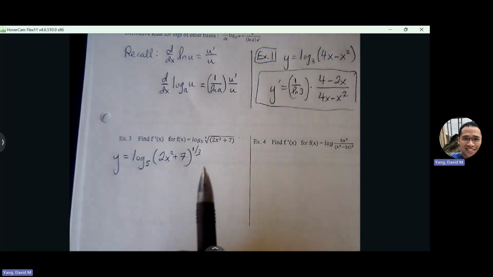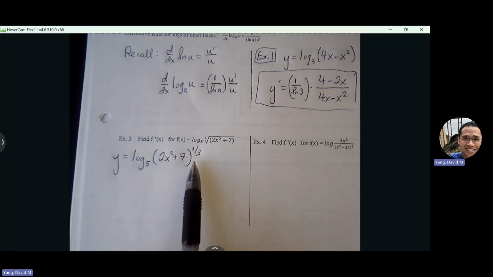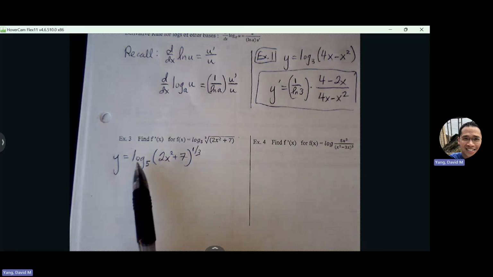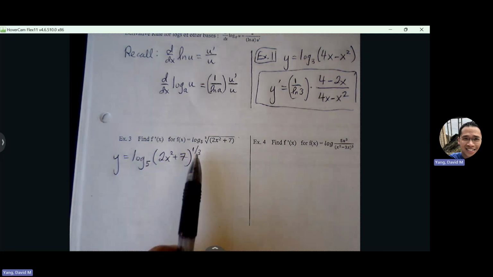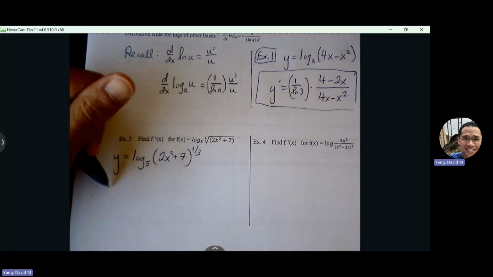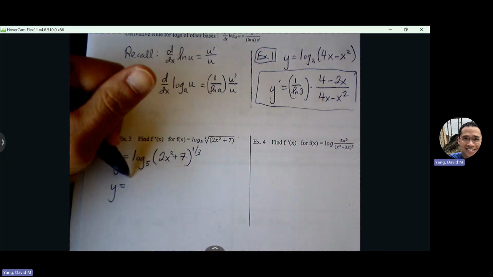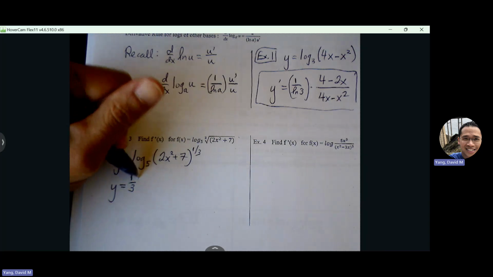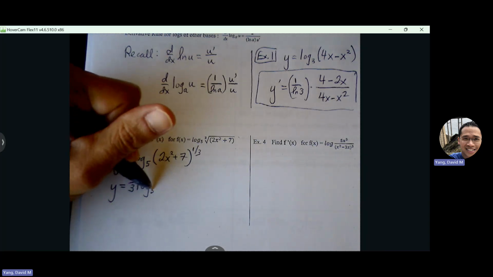So think log properties here. What's available to us? What can we do? Yeah, bring the 1/3 down. If it was natural log, we can bring that 1/3 down. If it's log base 5, we can also bring that 1/3 down. But just keep in mind, this is not a derivative process. This is the expansion process to allow for the derivative to be a little bit easier.